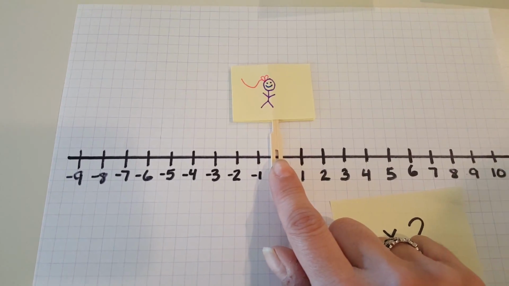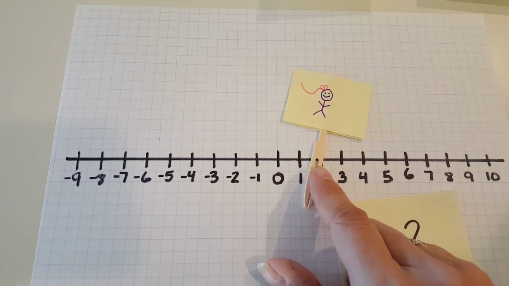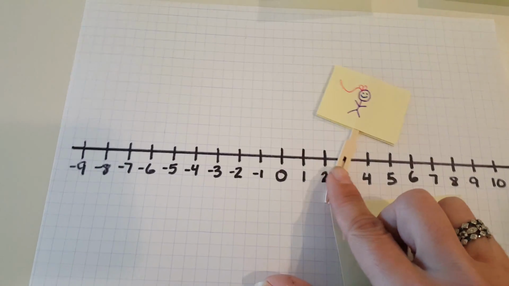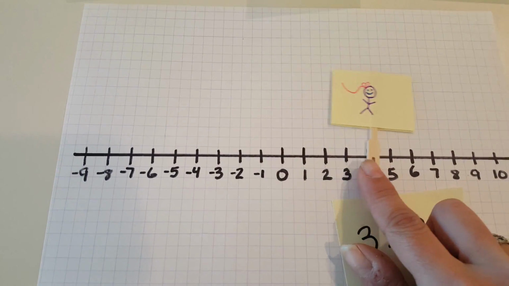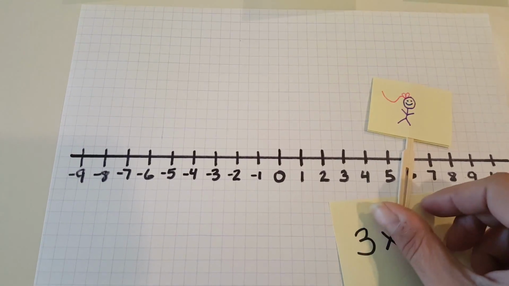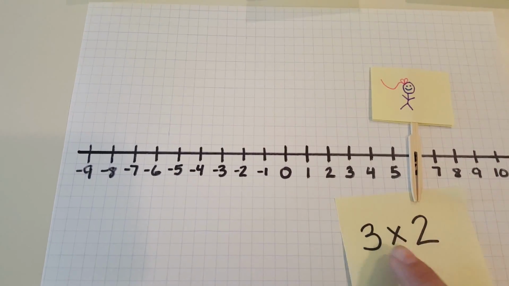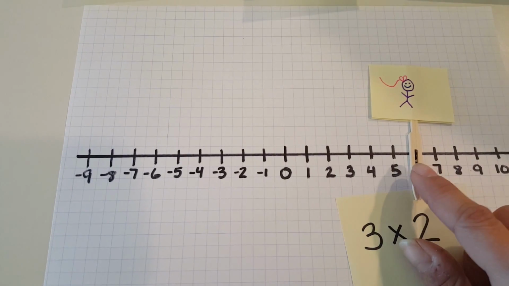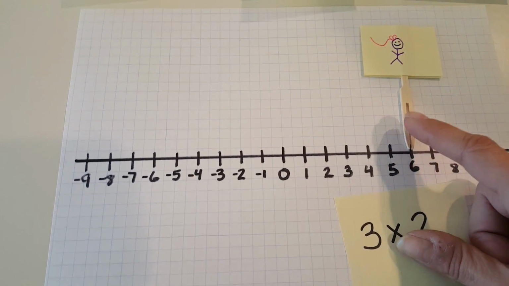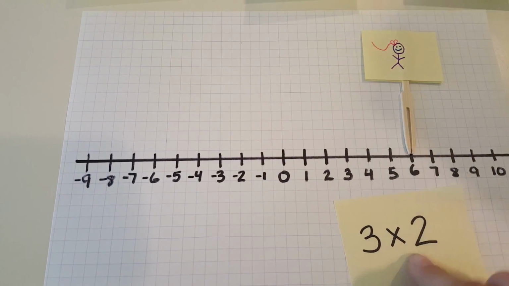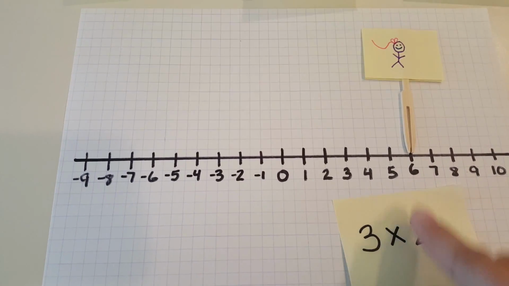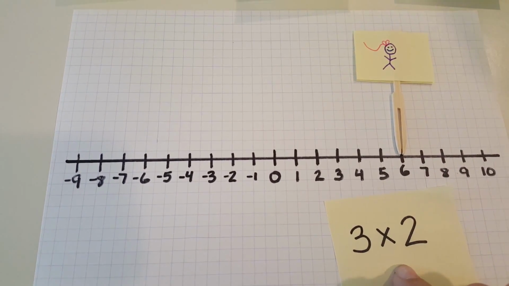Okay. So let's move our girl. Here's 1 step. Here's 2 steps. Here's 3 steps. No, we only need to take 3 steps, buddy. See? So now you can see that 3 times 2, 3 steps where each step was 2 units long, gets our girl to 6. So we have a product of 6.